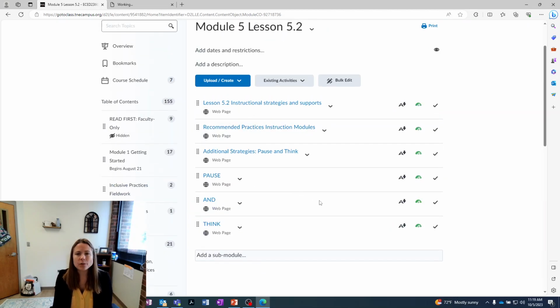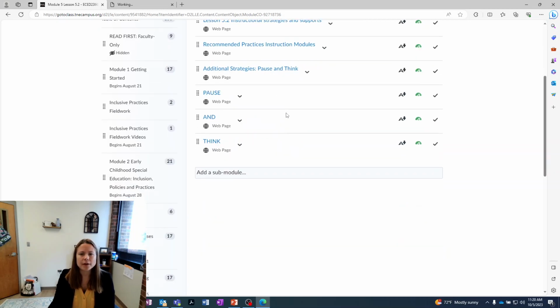The second lesson is where we really start getting into those strategies and supports, right? That's going to help put that inside of our embedded assignment for our case study. What are those recommended practices and instructional modules that we should be implementing in inclusive classrooms? We're going to look at the strategy of pause and think. What does that acronym stand for, and how is this going to help me? And what is this strategy going to do working with early childhood students who have disabilities?